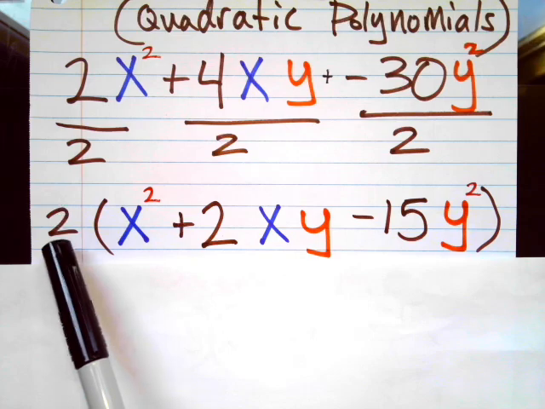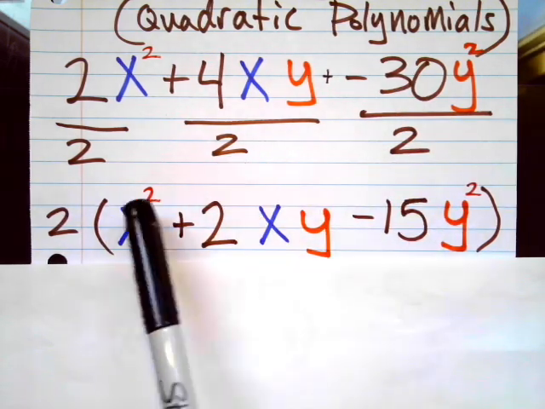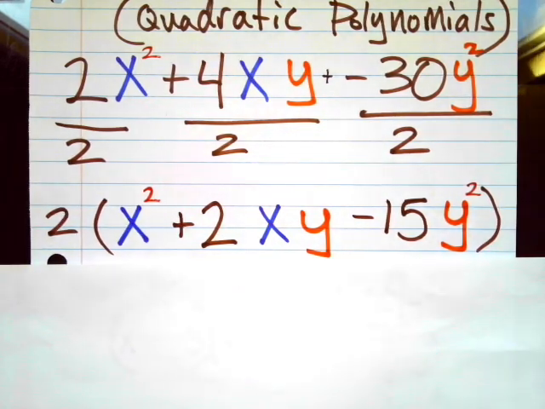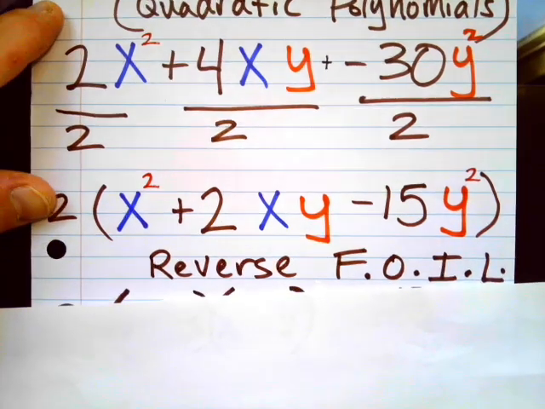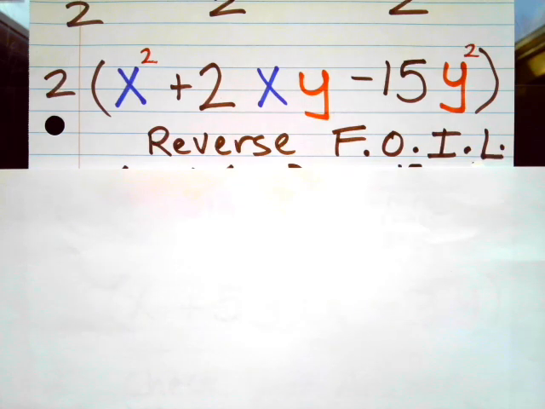But we're not doing that, right? We're not doing FOIL right now. We're factoring. We're trying to divide and make this term a little bit smaller. All right, so what am I going to do now? I need to do what's called reverse FOIL. I've already determined that I factored out a 2 from the original expression. Now I want to do reverse FOIL.